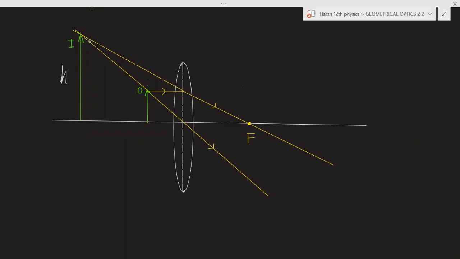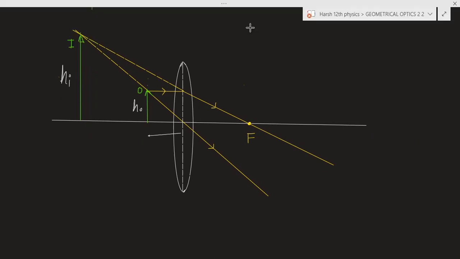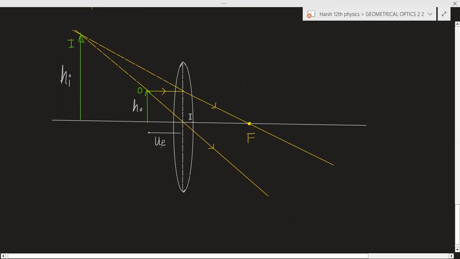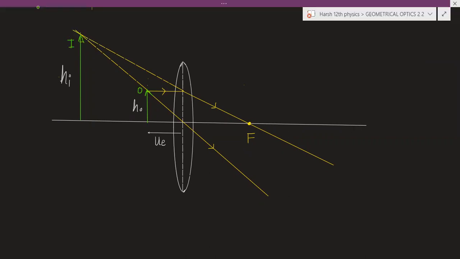Suppose this image has the height hi, and the object has the height ho, and this object is placed at a distance of ue from the optical center. Okay. One more thing will be used here, that will be visual angles.